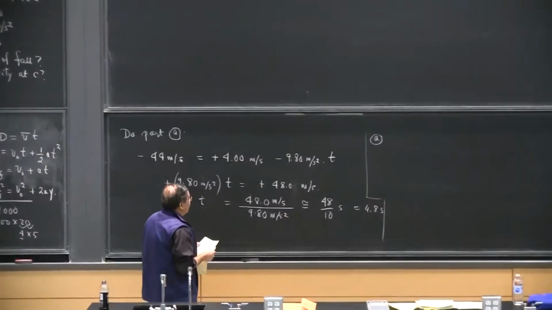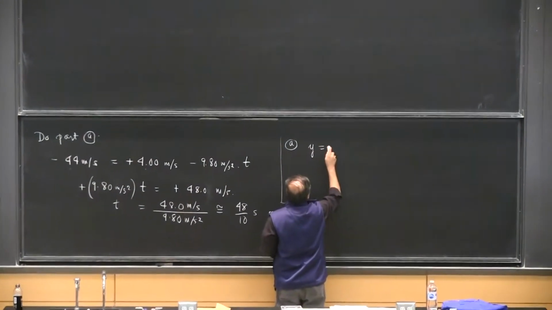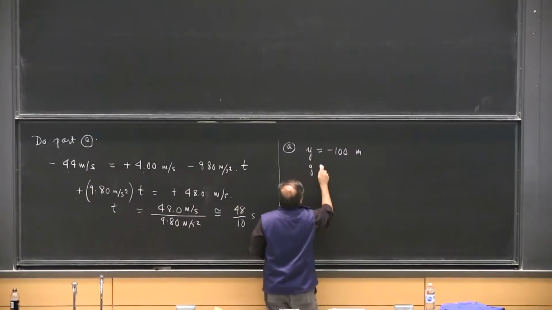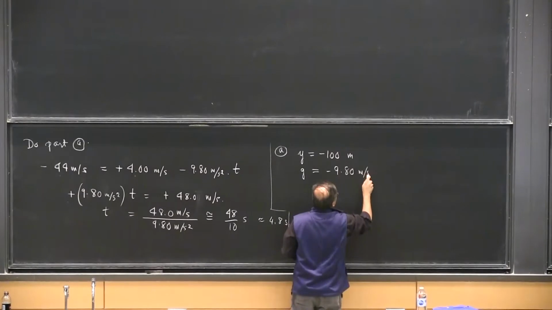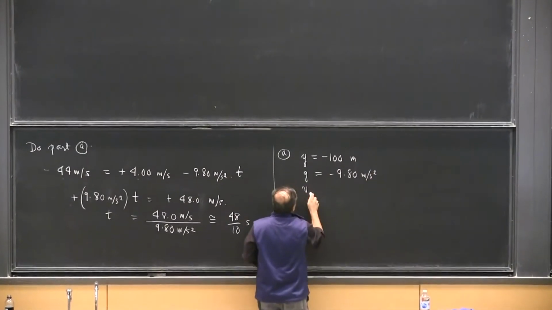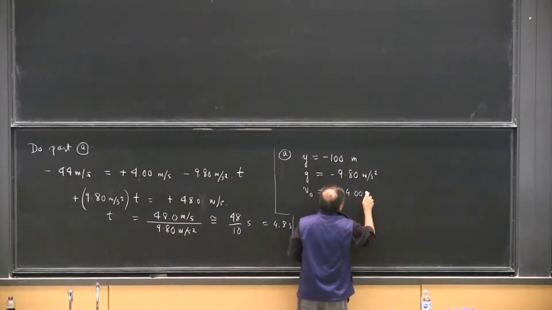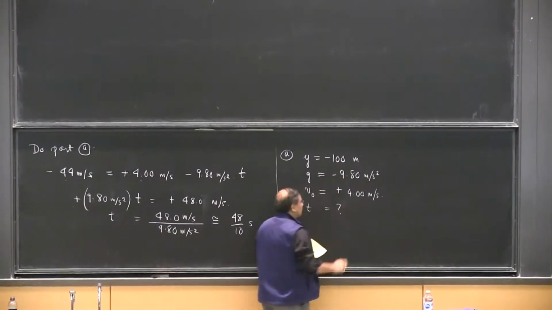If I want to do part A in one shot, I know that my y is minus 100. I know my g is minus 9.80 meters per second squared. I know my launch velocity v0 is plus 4.00 meters per second. My question is, how long does it take to go down?